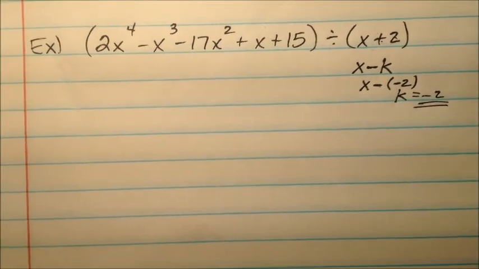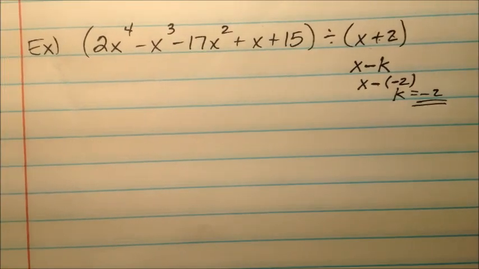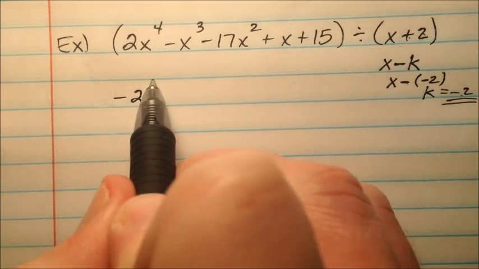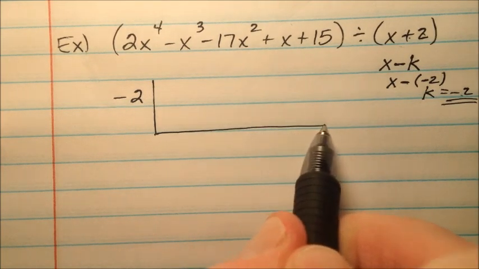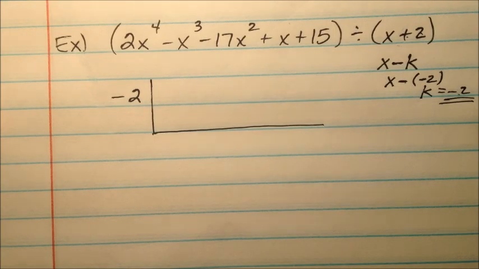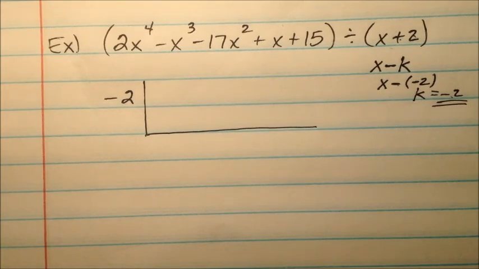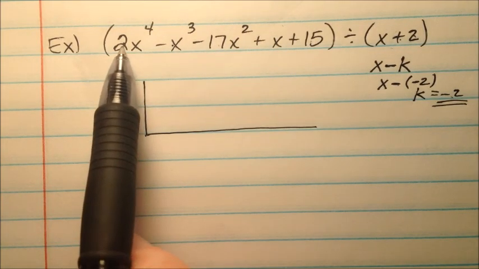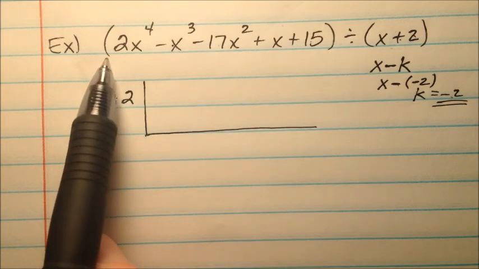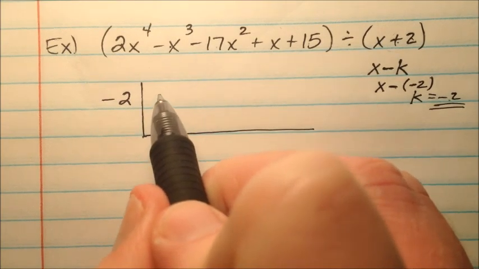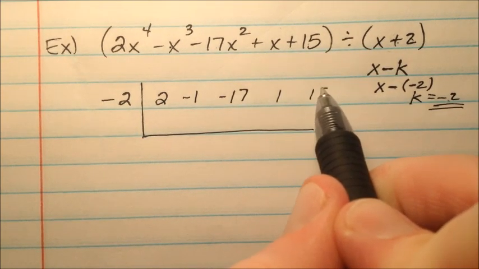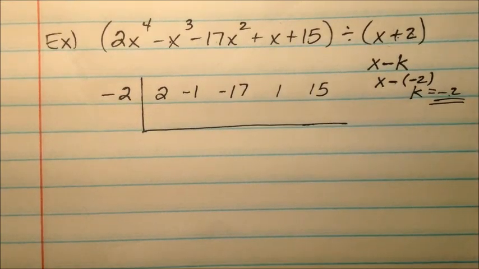So a negative 2 in our case. Okay, so let's set this up. If my value of k is negative 2, that guy is going to go outside. And then I'm going to draw my nice little division bar here. So we're concerned with grabbing the coefficients. In our case, we're going to use the same polynomial as in the first example. So I'll take 2, negative 1, negative 17, 1, and 15.